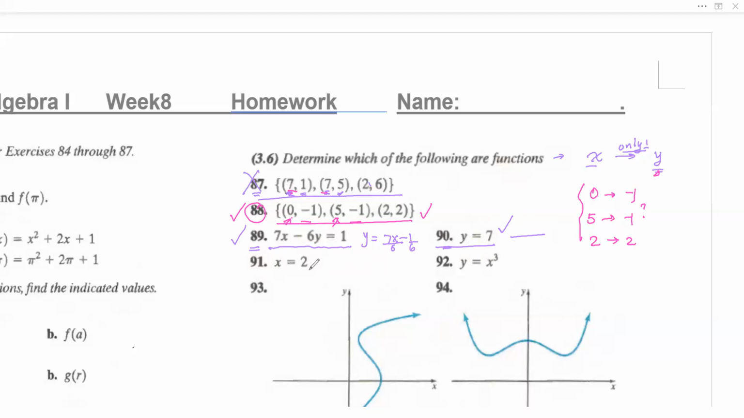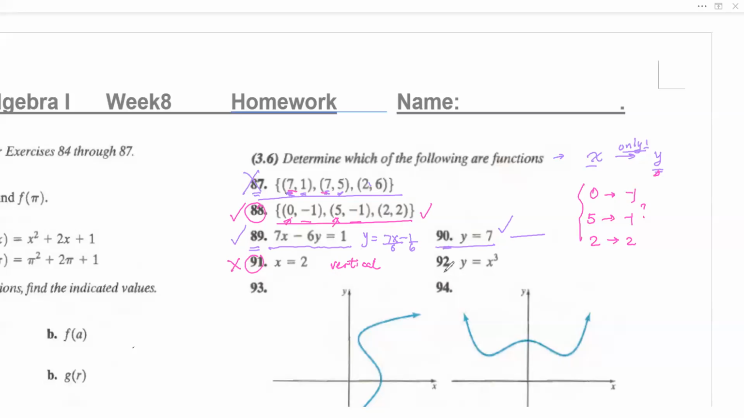This is a vertical line. You can quickly see that 91 is a vertical line. We know for the vertical line, input x equals 2, the output y is many different numbers from negative infinity to positive infinity. So this one is not a function. Too many outputs.